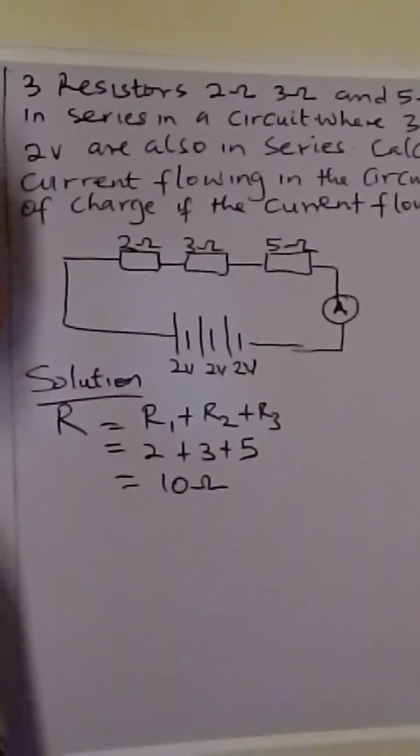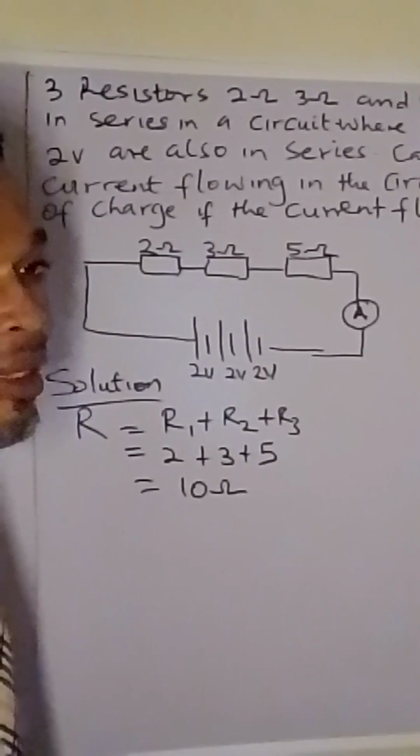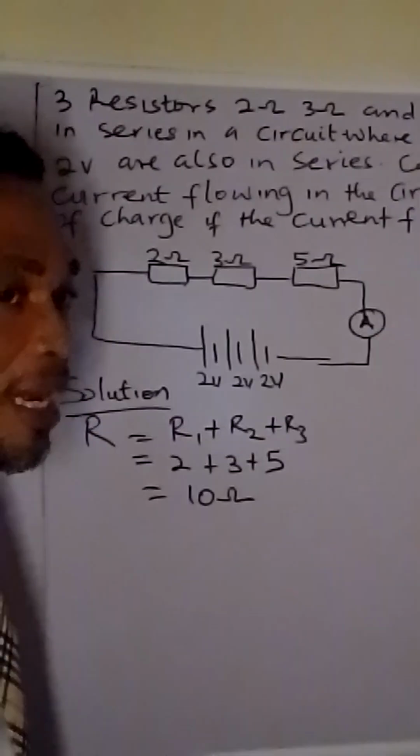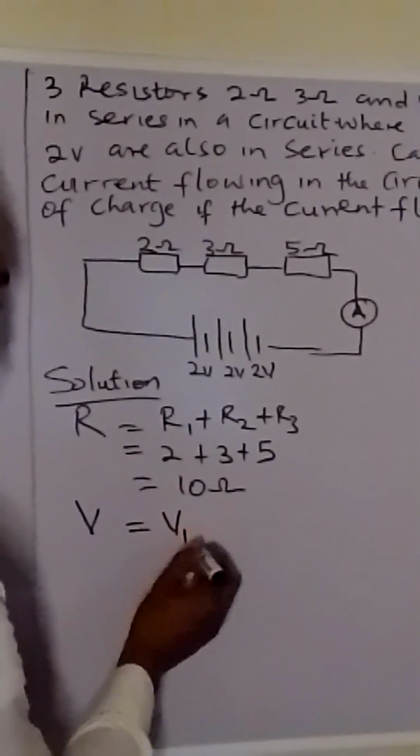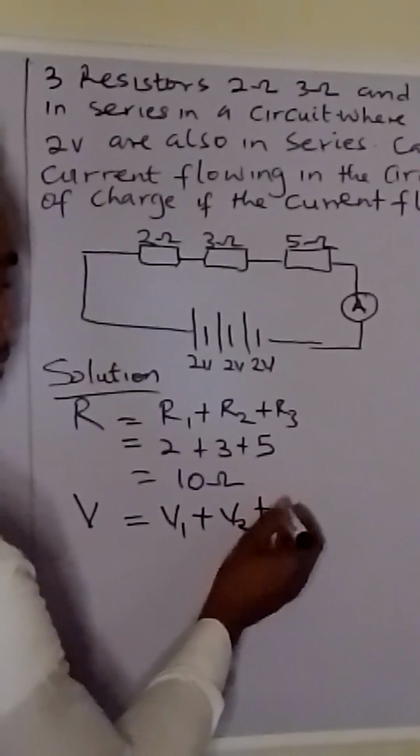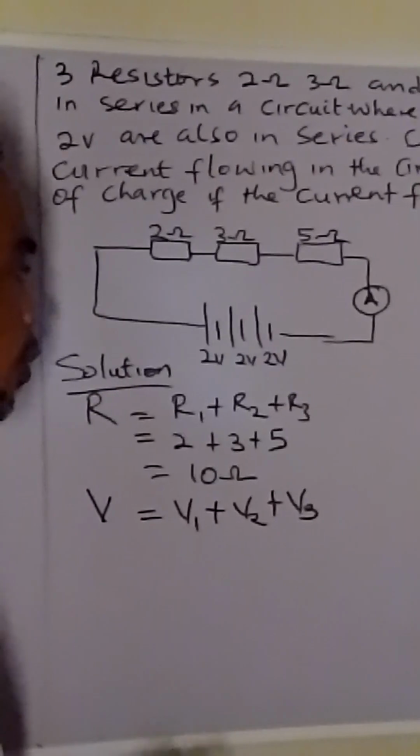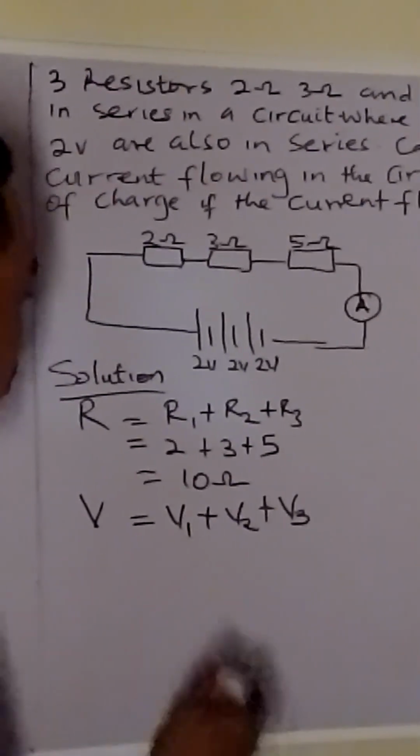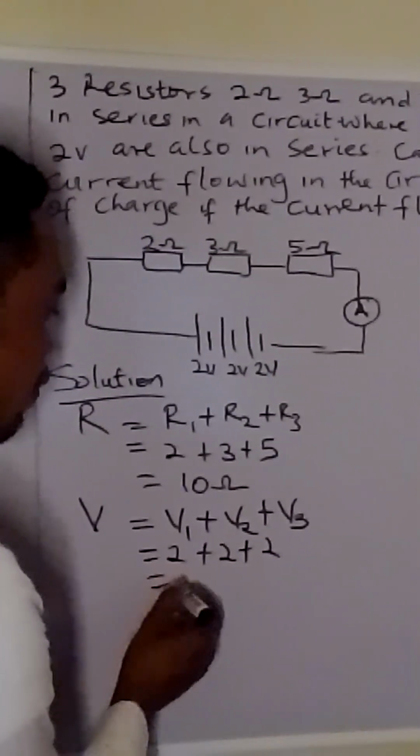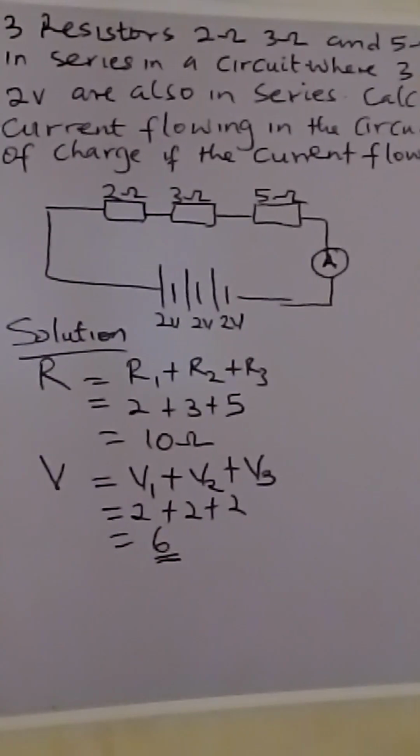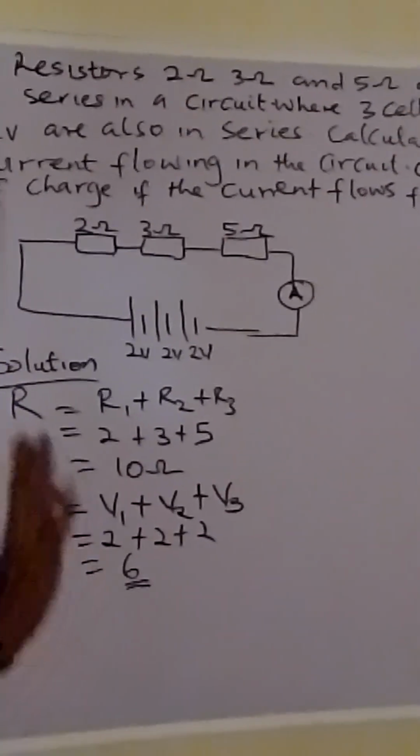We now get the effective potential difference. Like I've said before, V denotes the potential difference, and it is supplied from the cell. So the effective potential difference is V equal to V1 plus V2 plus V3. And V1 is the same as V2 and the same as V3, like I have said. So that will now be 2 plus 2 plus 2, and that will give us 6. Now, we have found the effective potential difference and the effective resistance in the circuit.